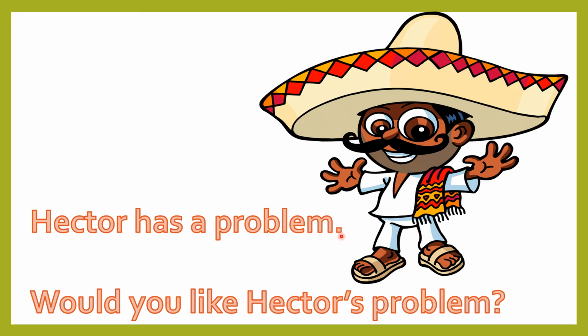Now, the first sentence ends in a period. It just tells us something. Hector has a problem. The second sentence ends in a question mark, so our voice goes up as we read it. Would you like Hector's problem? It's a question. Now, this is an apostrophe S. An apostrophe S shows that the problem belongs to Hector. It's Hector's problem. Anytime you see an apostrophe S, the next thing belongs to them. Let's keep going.